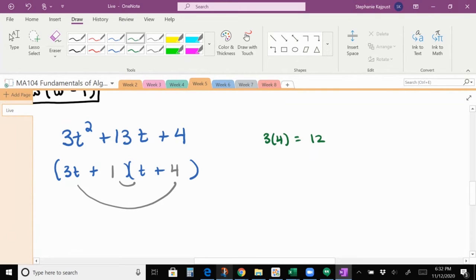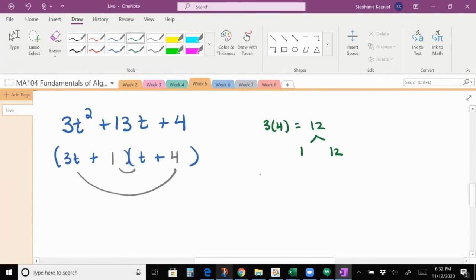And then I would have to get the combination of numbers that multiply to 12 and then add to 13 in the middle, which would be 1 and 12. So those multiply to 12, they add to 13, and so that's how I would split it up. So then what I would have to do is 3t squared plus t plus 12t plus 4, and then start going through the grouping.